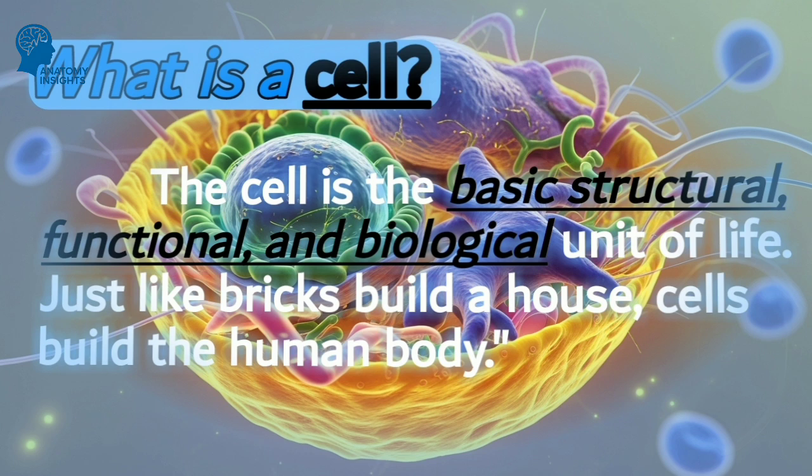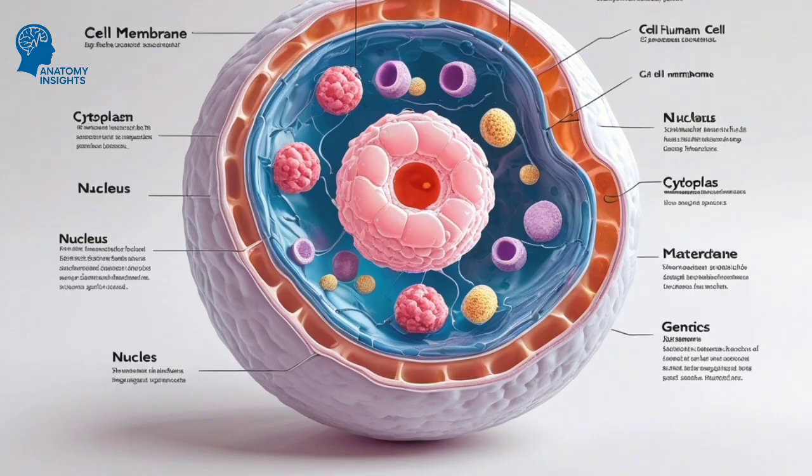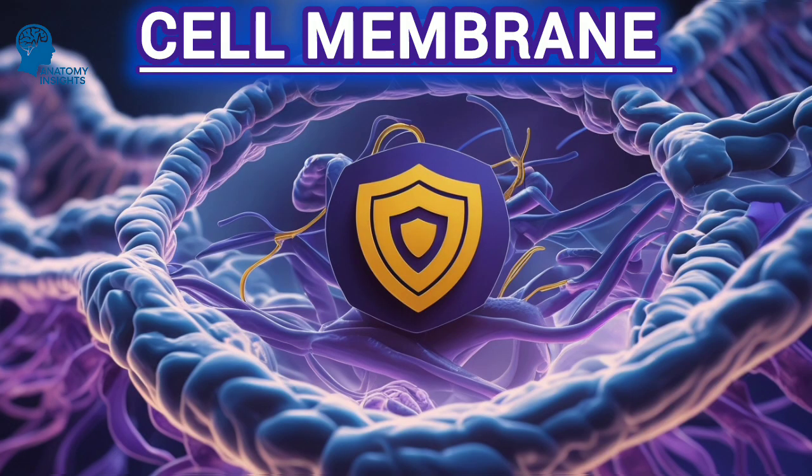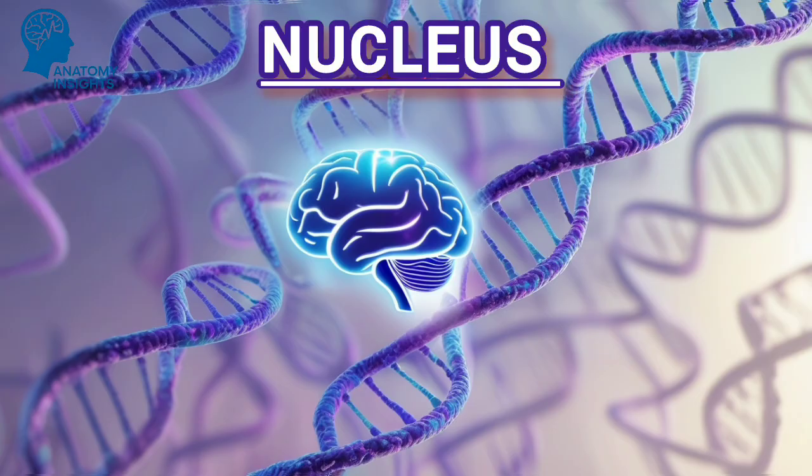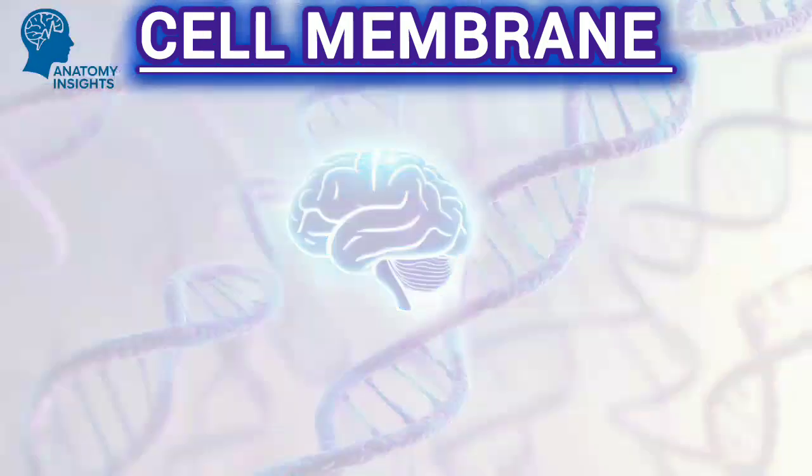Think of it like this. Just like bricks build a house, cells build the human body. What is a cell made of? A typical human cell has three main parts. 1. Cell membrane. 2. Cytoplasm. 3. Nucleus. Let's discuss it.